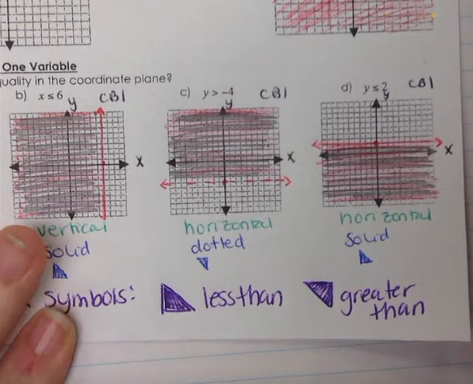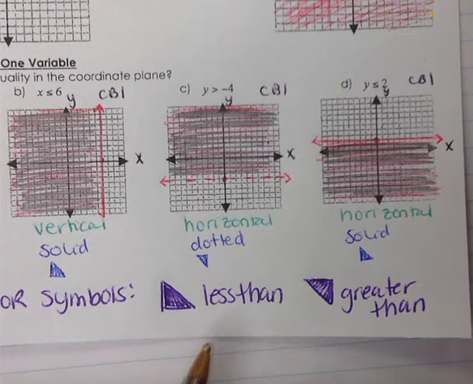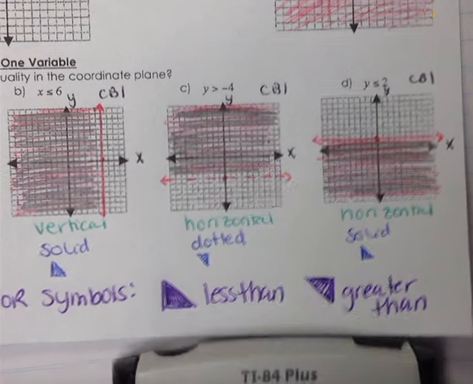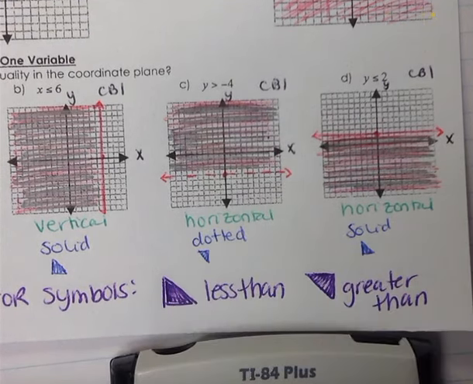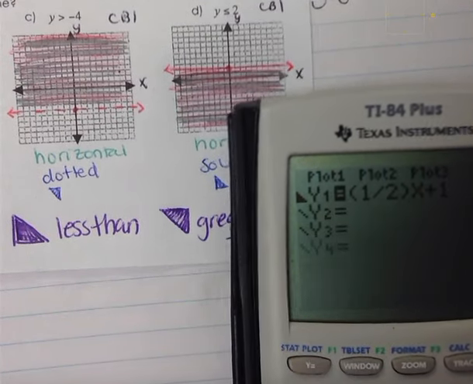Just remember that you cannot put the shading and the dotted versus solid in the calculator at the same time. You would probably just focus on the shading aspect to make sure that you have it shaded correctly. And I do want to show you on C and D that our graph is correct because it is a y equals, so I can graph it.